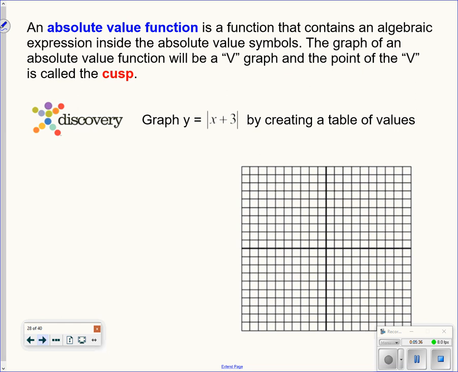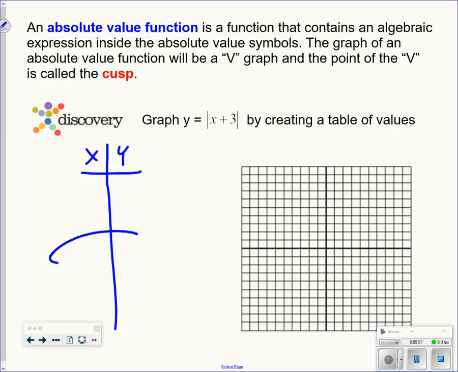Absolute value functions. All right, things get a little bit more interesting with absolute value functions. It's a function that contains an algebraic expression inside the absolute value. The x has to be inside the absolute value. The graph of an absolute value is a V, and the point of that is called the cusp. So now I'm just going to make an xy chart here.